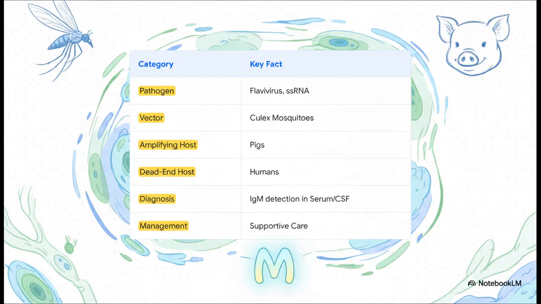All right, let's wrap this up with a high-yield summary. If you remember nothing else, remember this. Pathogen: flavivirus, single-stranded RNA. Vector: Culex mosquitoes. The key animal hosts: pigs are the amplifiers, humans are the dead ends. How do you diagnose it? You're looking for IgM in the serum or CSF. And how do you treat it? Supportive care only. Nailing down these core facts is absolutely essential for your exams and for any clinical encounter you might have with Japanese encephalitis.